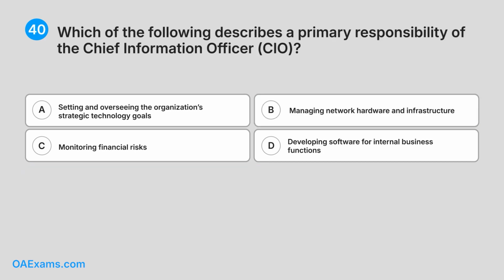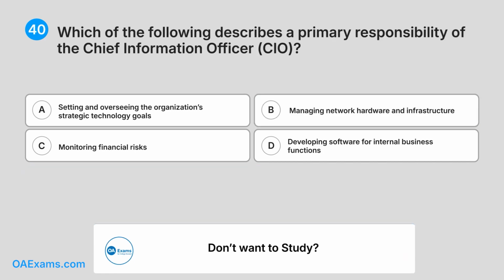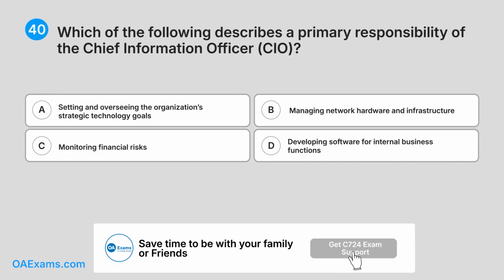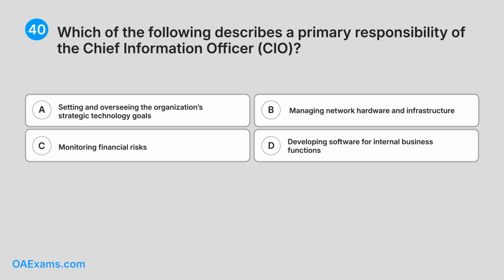40. Which of the following describes a primary responsibility of the Chief Information Officer? A. Setting and overseeing the organization's strategic technology goals. B. Managing network hardware and infrastructure. C. Monitoring financial risks. D. Developing software for internal business functions. Can you guess the answer?